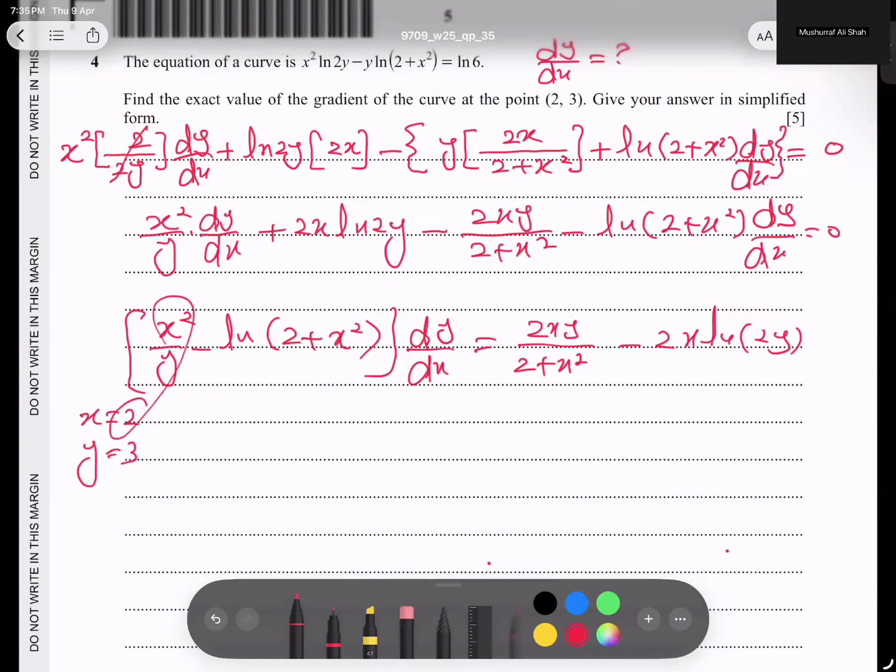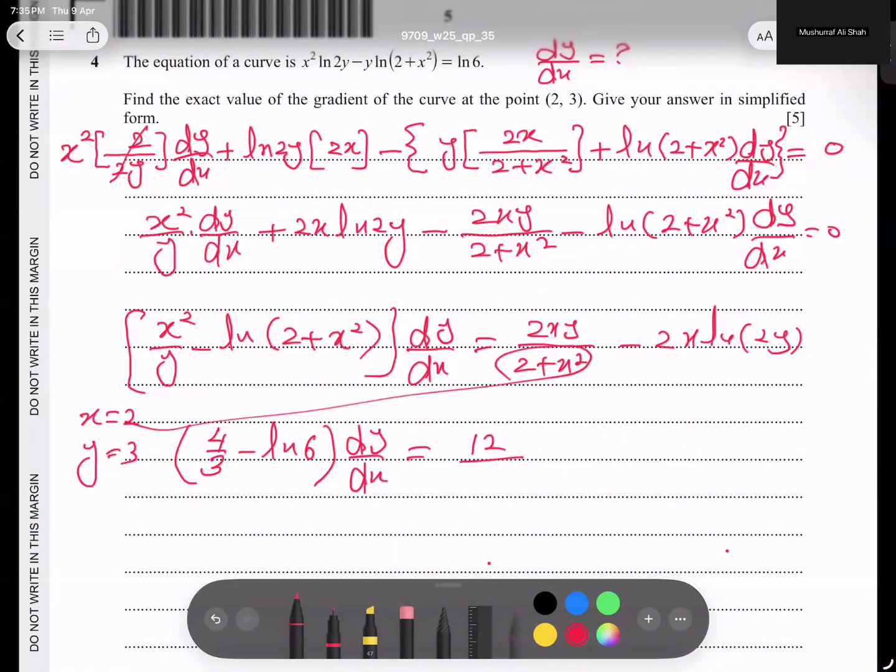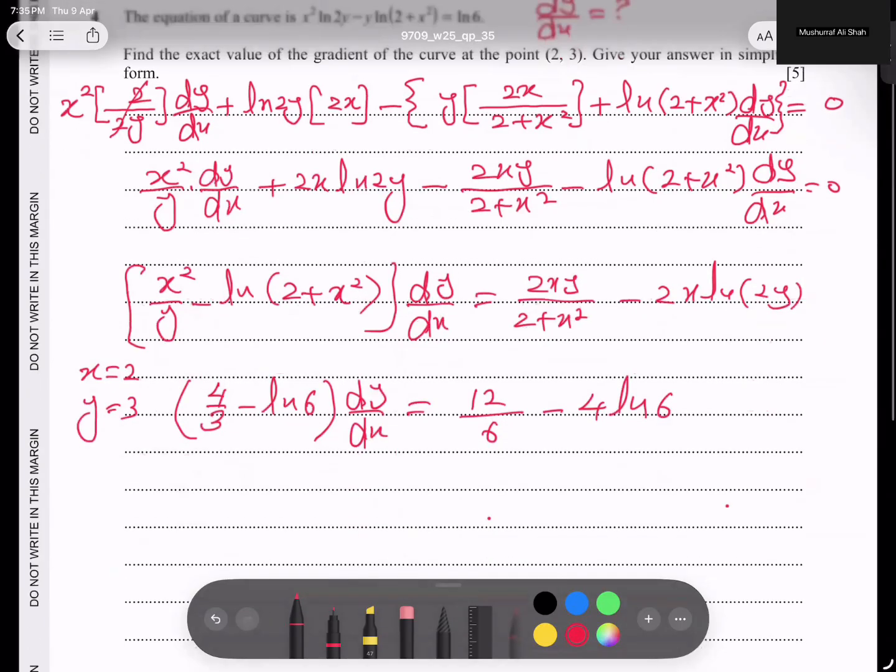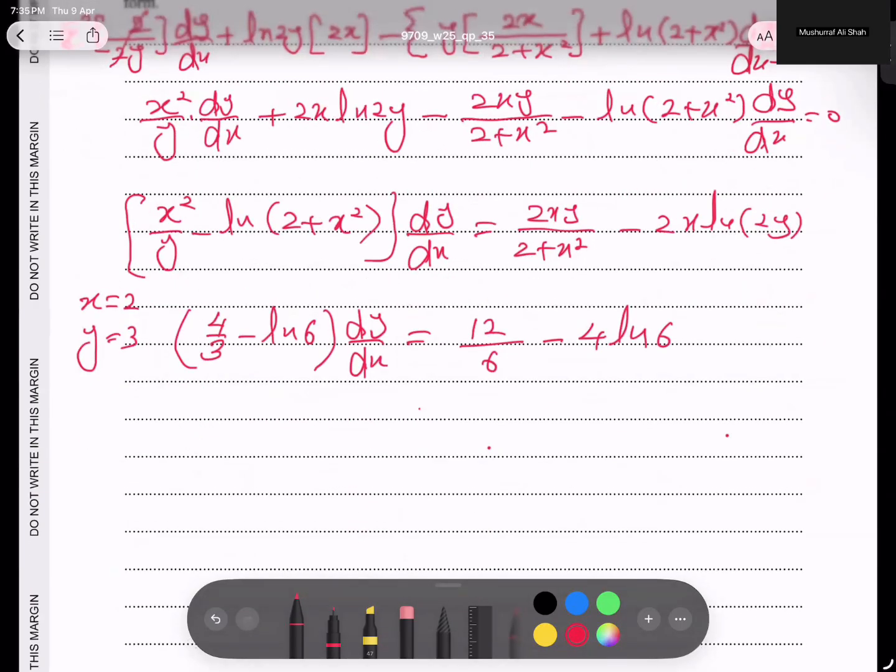So when I plug in 2 here, I get 4 over 3. And when I plug in 2 square, 4 plus 2, 6, I get ln 6 dy over dx. And when I plug in here, 6 twos are 12. So 2 square is 4, 4 plus 2 is 6. So 2 twos are 4, I'm getting 4 outside, and inside the logarithm, 3 twos are 6. So I think it has become a simpler form. Now I think maybe it's a bit easier for you to get the answer.